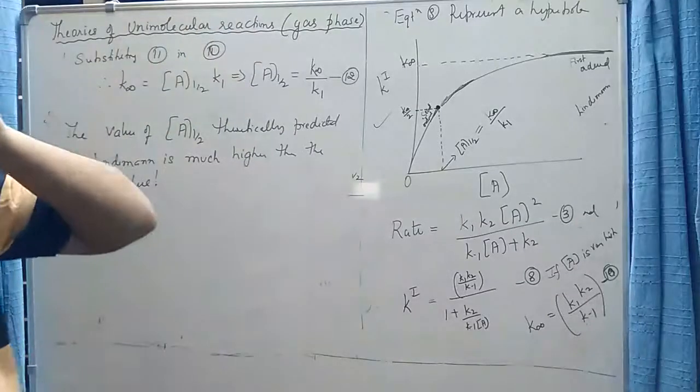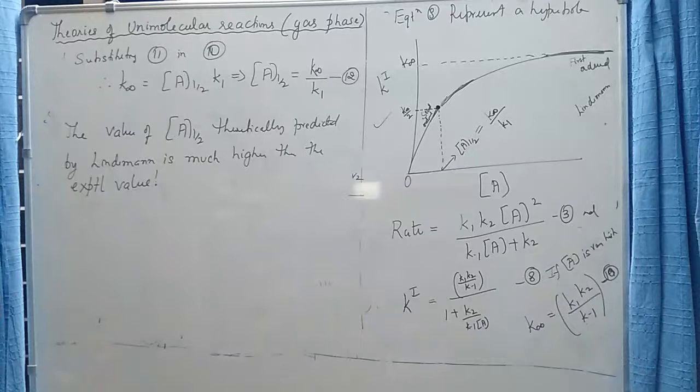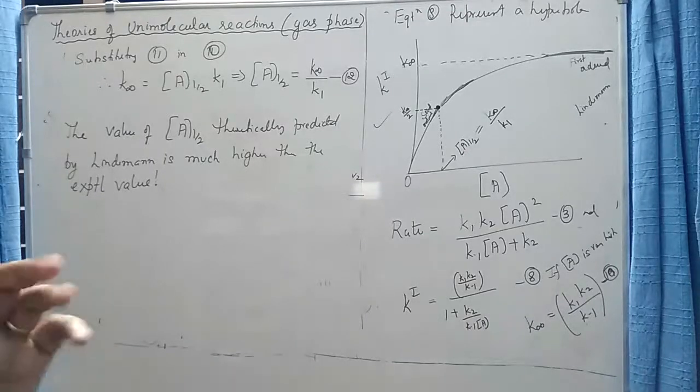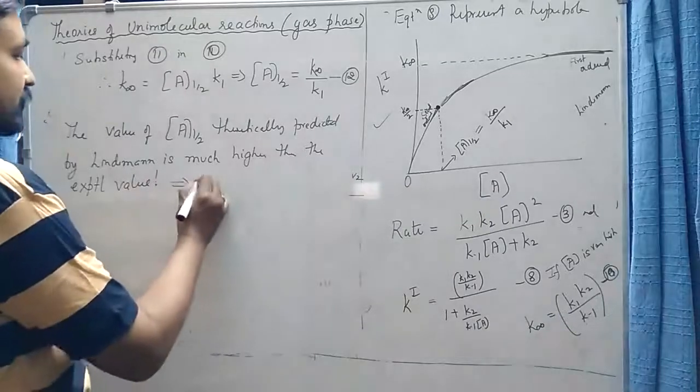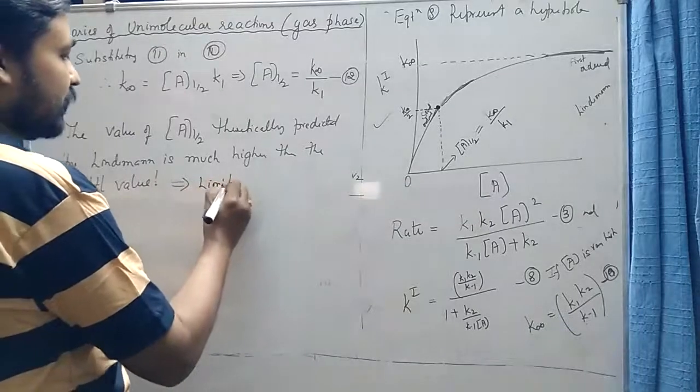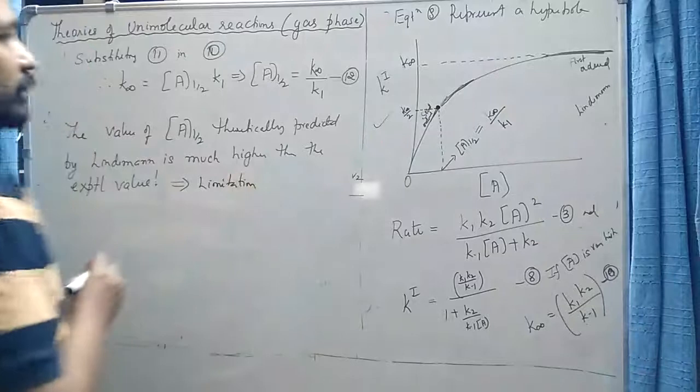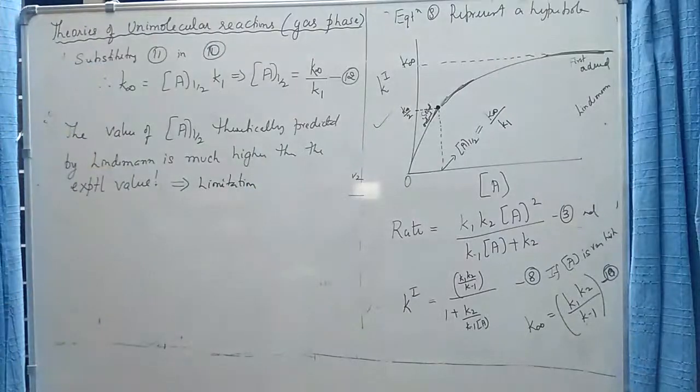But what happened is the theoretical prediction of the value of k1 by Lindemann was much less, and that resulted in a much higher theoretical value of a half than the experimental value. So this is one of the important limitations of Lindemann's theory, that the experimental value of a half is much less than that predicted theoretically by Lindemann.